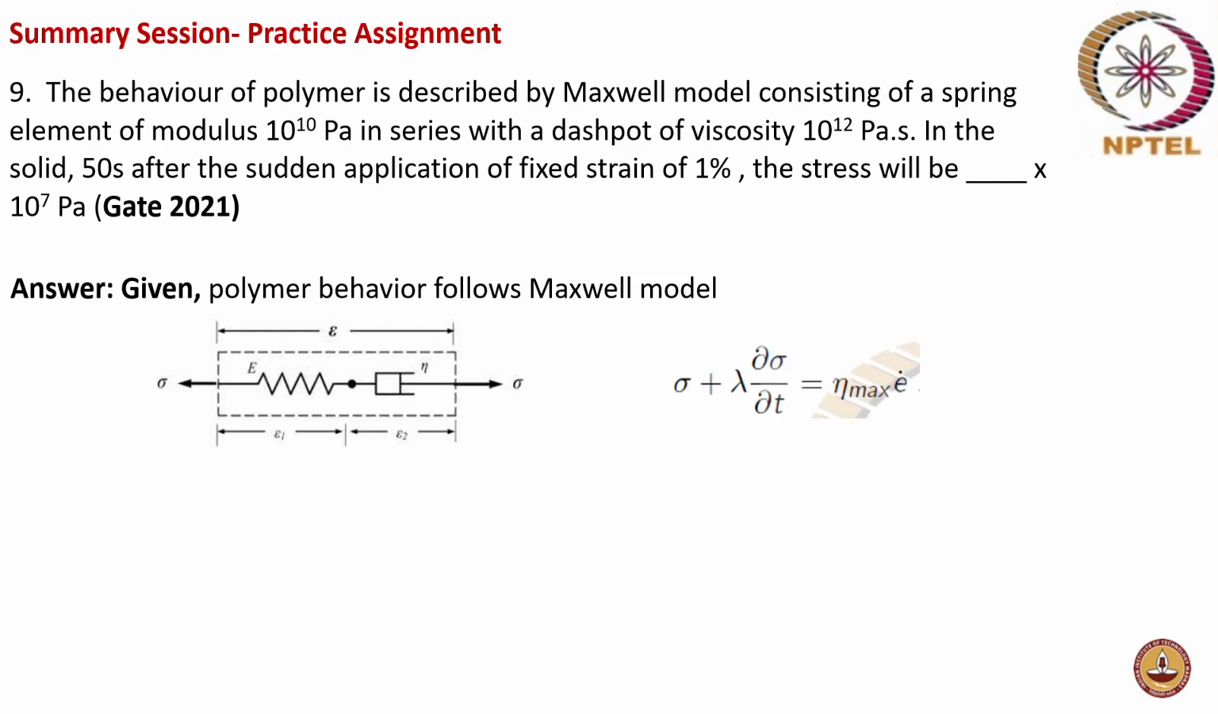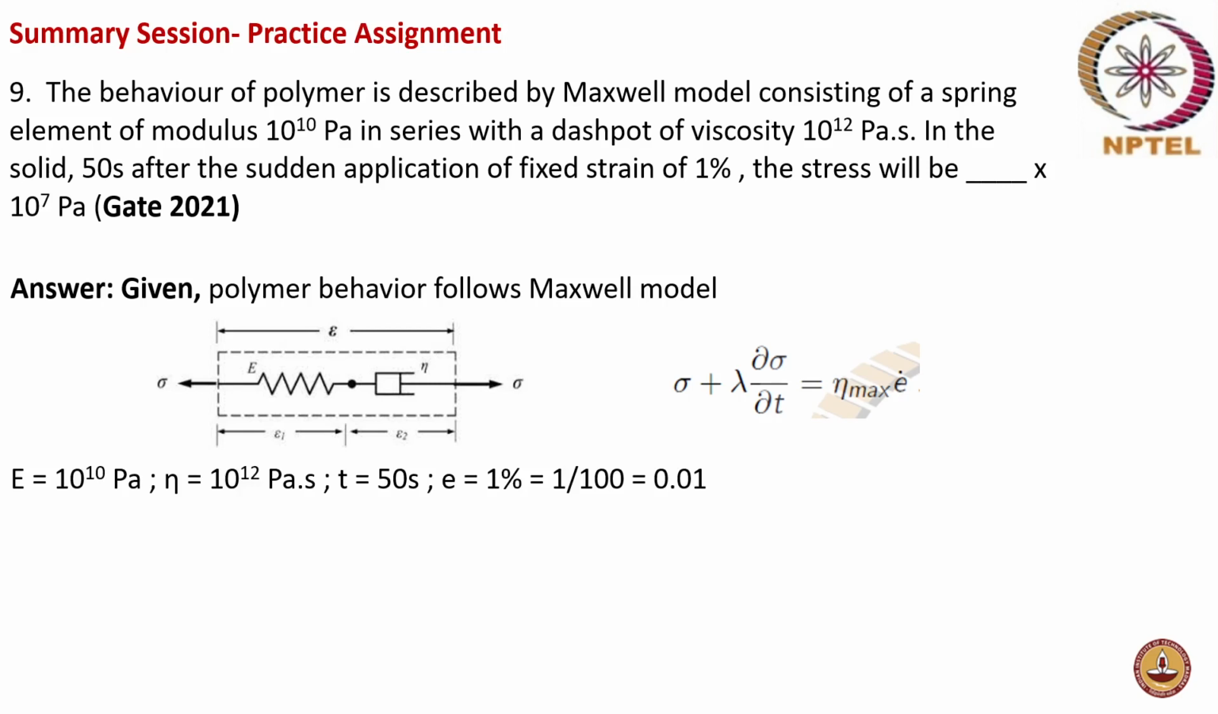So the equation for the Maxwell model is sigma plus lambda into dou sigma by dou t is equal to eta max into E dot. That is nothing but, sigma is your stress and lambda is your relaxation time, dou sigma by dt is your stress rate, eta max is the viscosity of your dashpot element, and E dot is your strain rate.